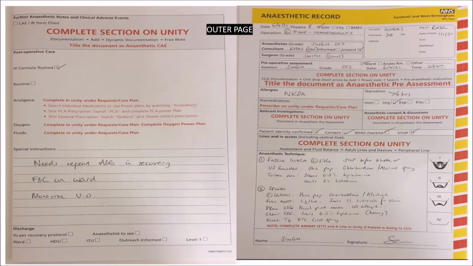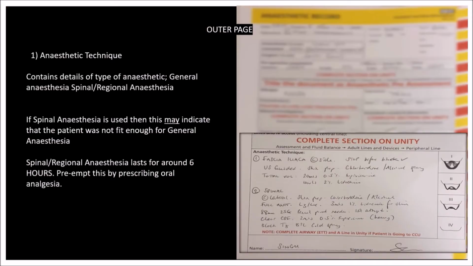As you can see, the anaesthetic chart holds a vast amount of information. So going through the chart, if you start with area 1, we can see the details of the anaesthetic given, namely a general anaesthetic or a spinal anaesthetic, often used in our fractured neck of femur patients who may not be fit for a general anaesthetic.